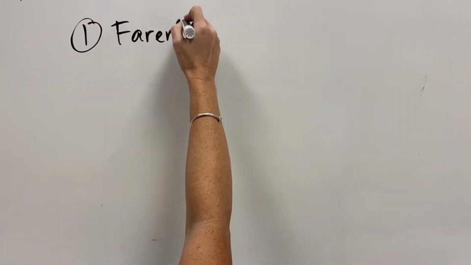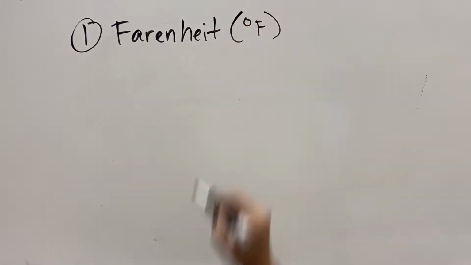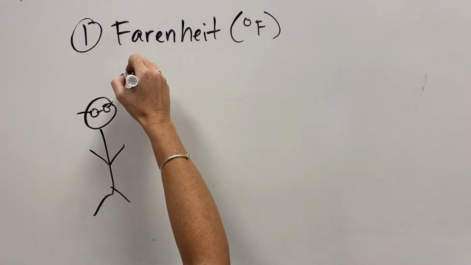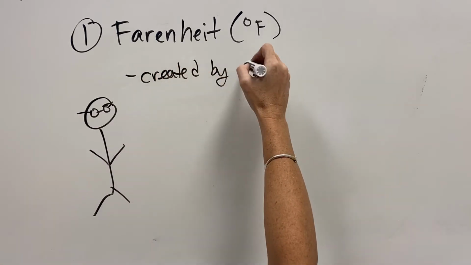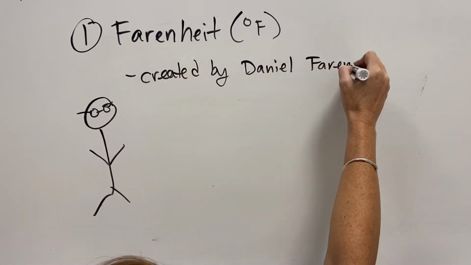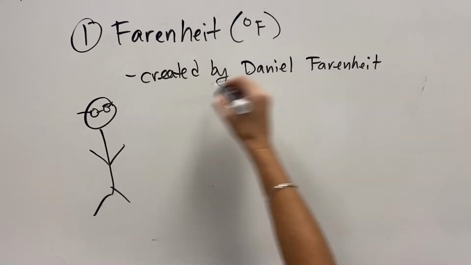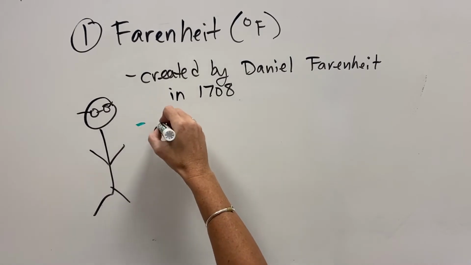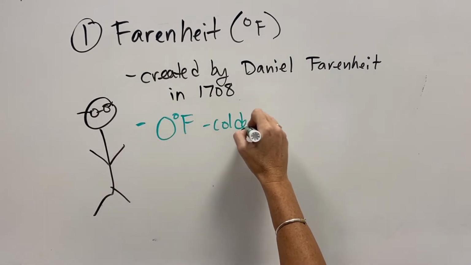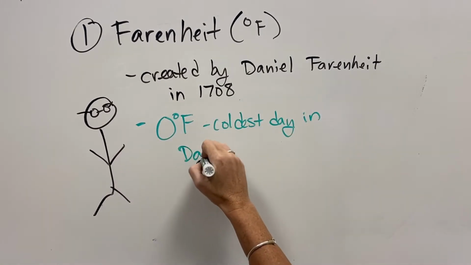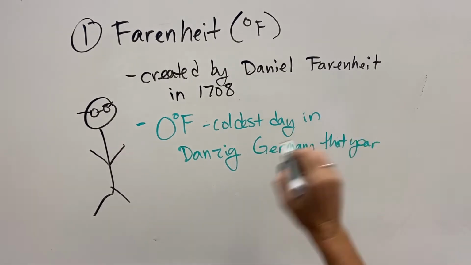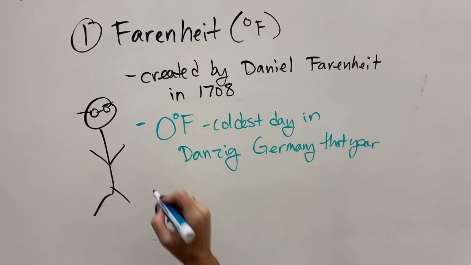So the first widely used system to measure temperature was the Fahrenheit system, degrees Fahrenheit. We still use that in the United States. Most of the rest of the world has gone away with it. There's some reasons why. It's created by this dude, Daniel Fahrenheit, in 1708. So over 300 years ago, he decided to make 0 degrees Fahrenheit the coldest day in Danzig, Germany that year. Literally why 0 degrees Fahrenheit is 0.